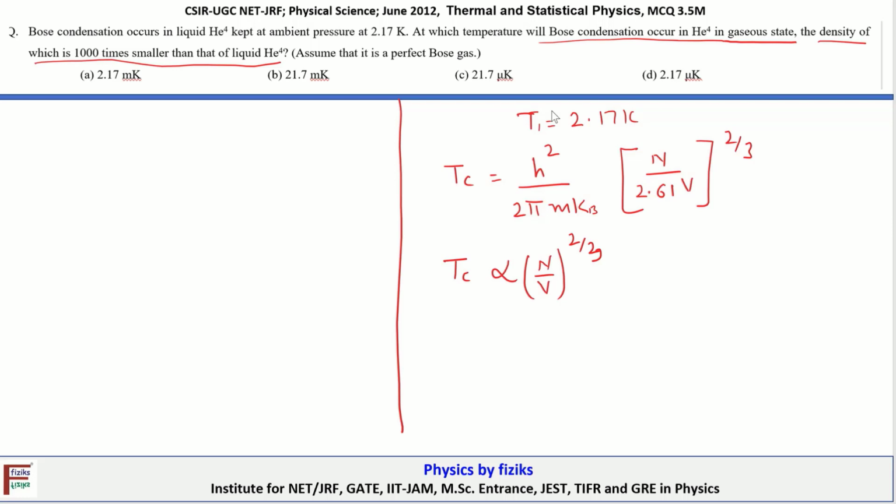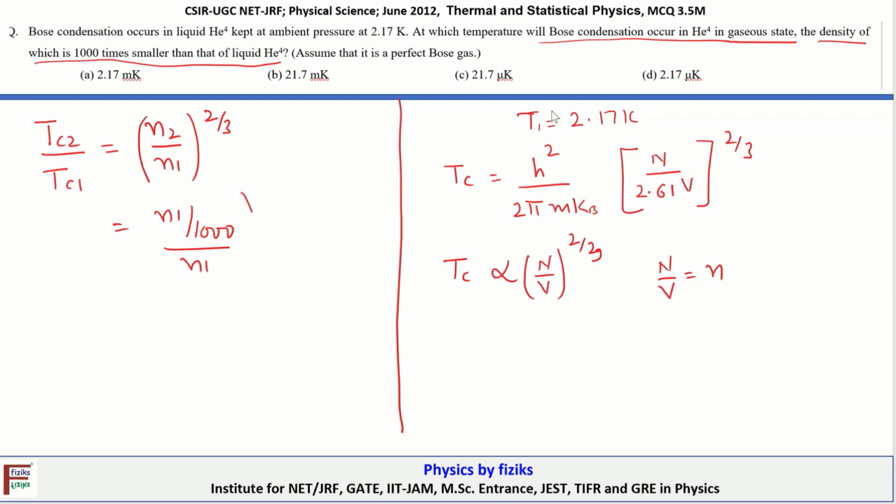So let's call the new temperature Tc2. Tc2 upon Tc1 is equal to the new density, which is 1000 times smaller than the initial density. Let's denote the number density by small n. In this case it will be n2 upon n1, to the power 2/3. Now n2 is 1000 times smaller than n1, so that means this is equal to n1 divided by 1000 upon n1, to the power 2/3.